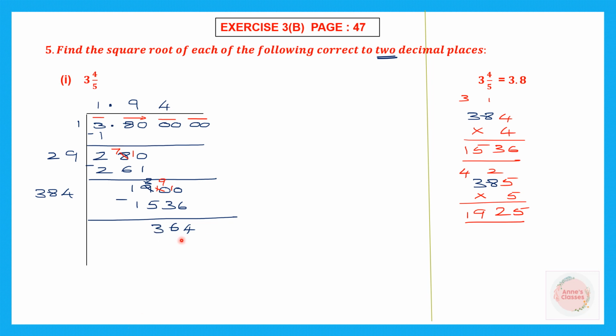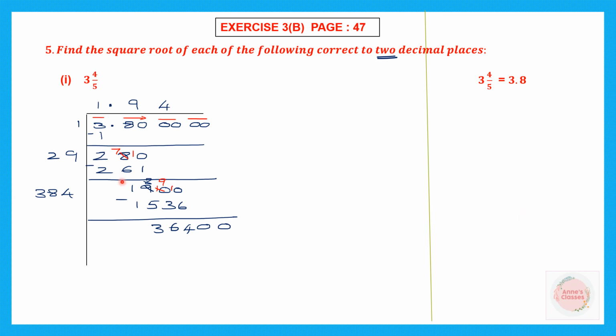Now we've got 364. We have to bring down the next pair. So this pair we finished. Now we bring down this pair. We have 2 zeros. Now our number here is 36,400. We have to double this. 1.94, take it as 194. Double it means multiply it by 2. 2 fours are 8, 2 nines are 18, carry 1. 2 ones are 2 plus 1, 3, 388. So let's write 388 here.